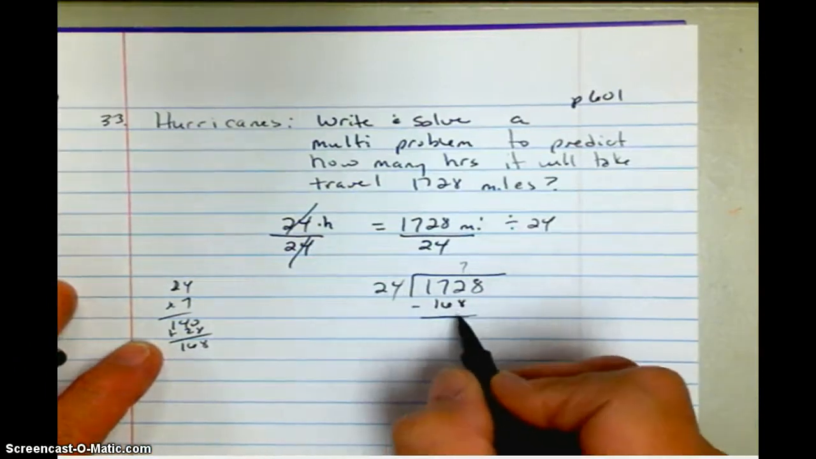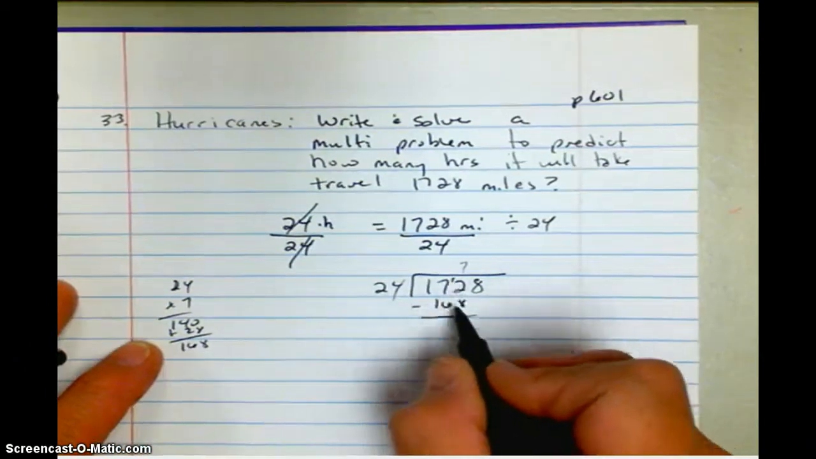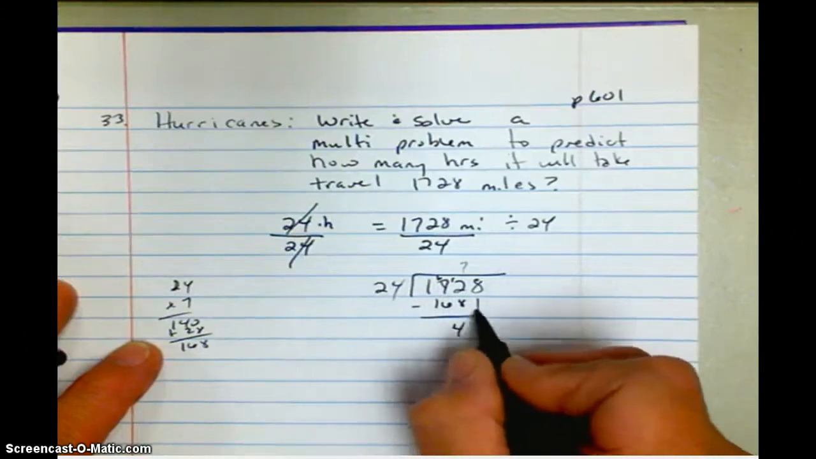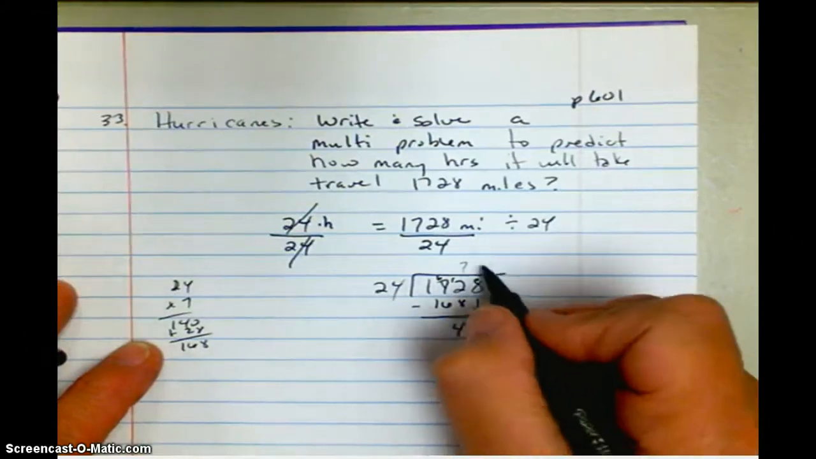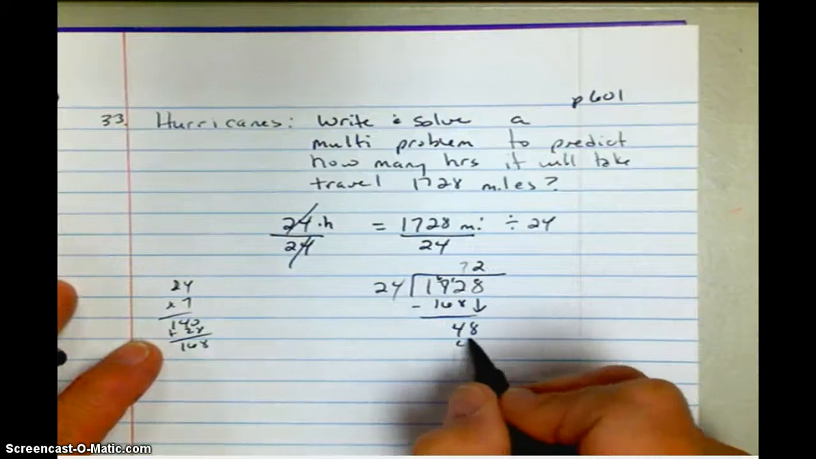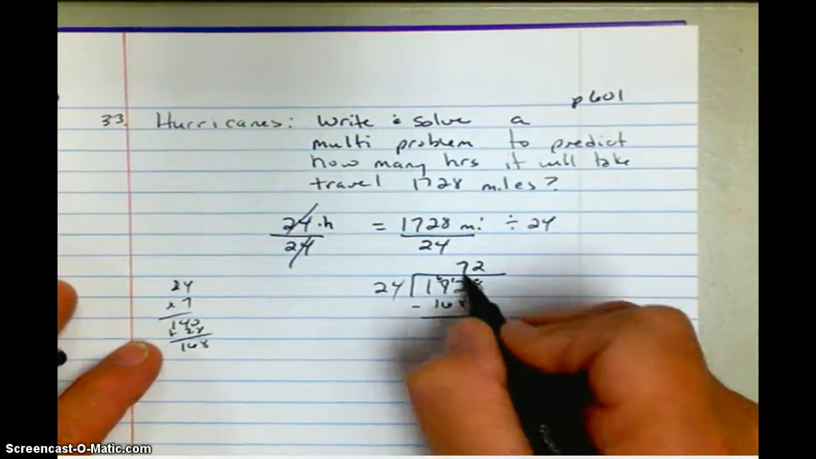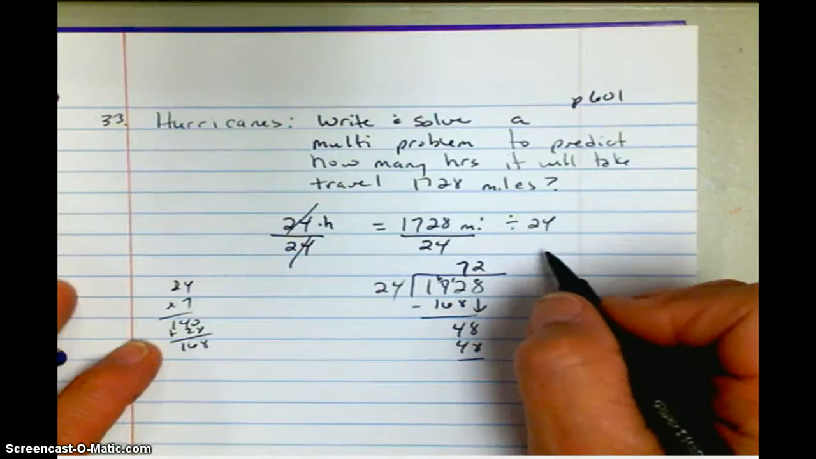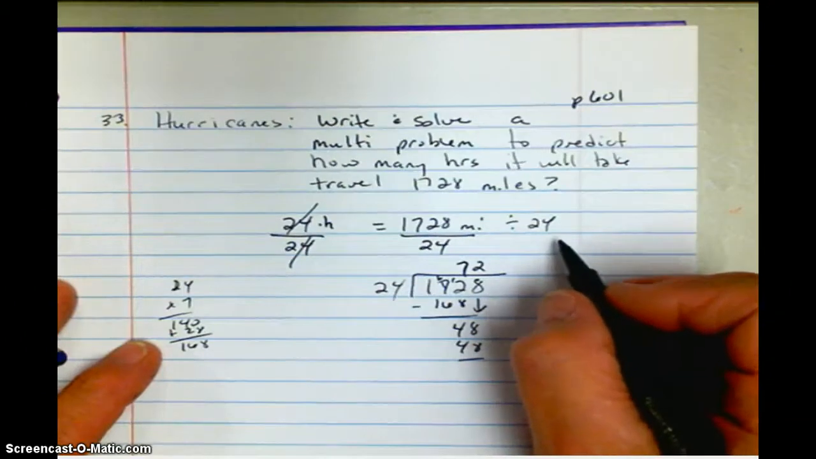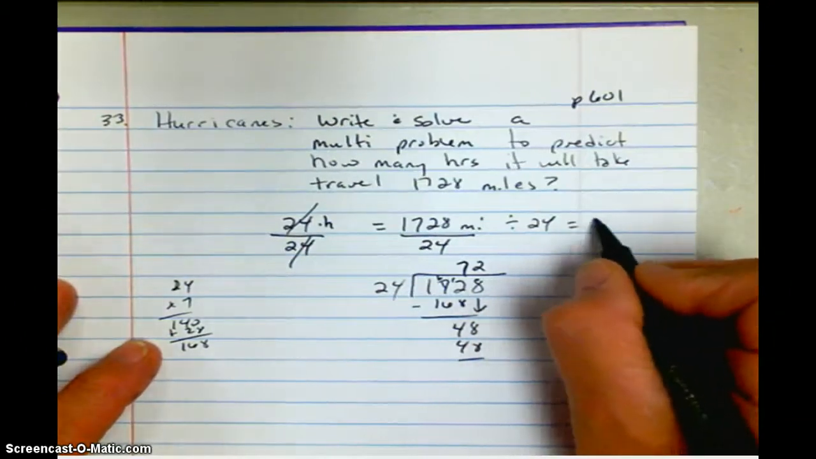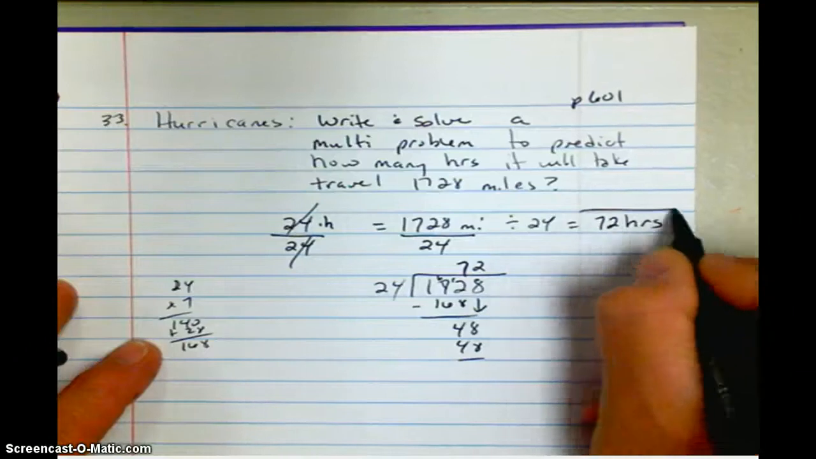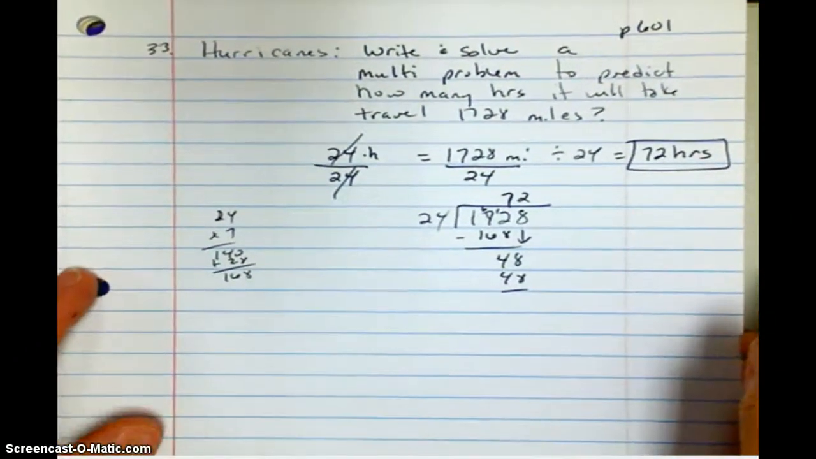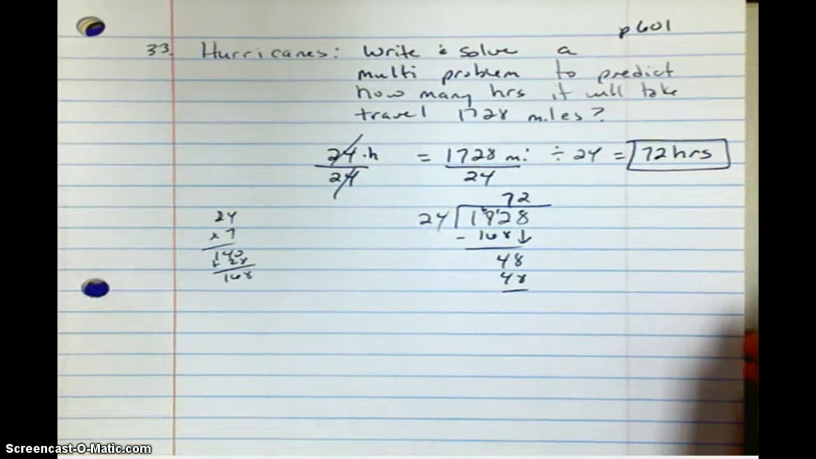And then we subtract, and we have 12 minus 8 is 4. Bring down our 8, and now we have 2 groups of 24 from 48, and that takes care of our division problem. So we can say that the number of hours it's going to take is equal to 72 hours. So there's just an example of when we use multiplication and division of variables.